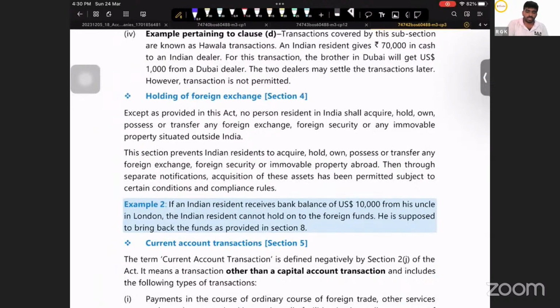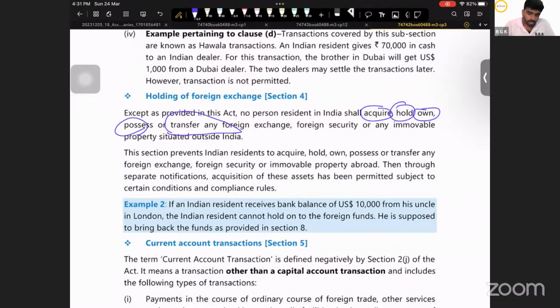Coming to section 4, what they say is, except as provided in this Act, no person resident in India shall acquire, hold, own, possess or transfer any foreign exchange, foreign security or any immovable property outside India. This prohibition is on acquiring, holding, owning, possessing or transferring foreign exchange, foreign security, immovable property outside India, except as provided in this Act. Foreign Exchange Management Act permit ಮಾಡಿದ್ರೆ you can do this, otherwise you cannot do this. This is what it states. This is section 4 for us.